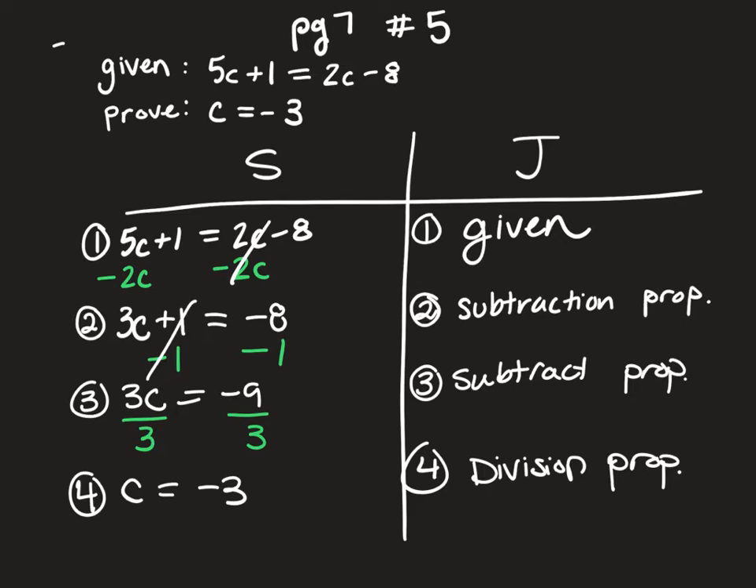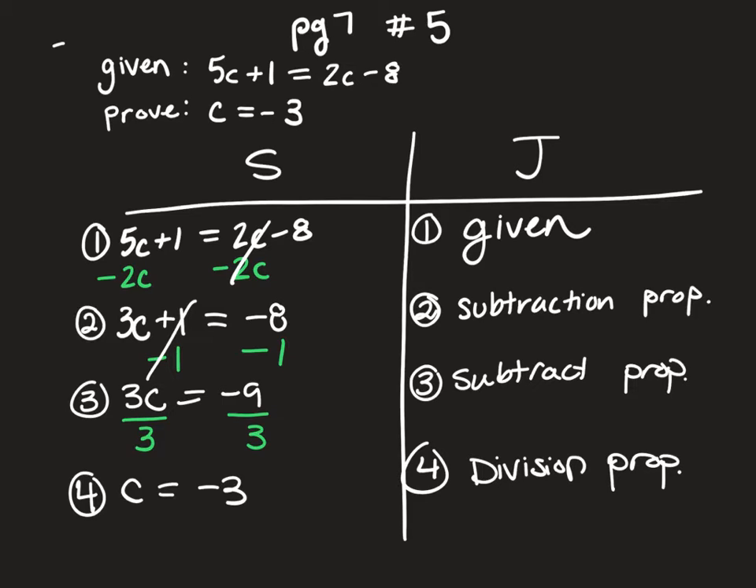All right, so if you did it in a different order, if you subtracted the 1 first, then the 2c, that's perfectly fine. As long as you get to the same end goal and you write down the right properties, it's okay if you do it in a slightly different order. But that division is going to have to be last. Okay?